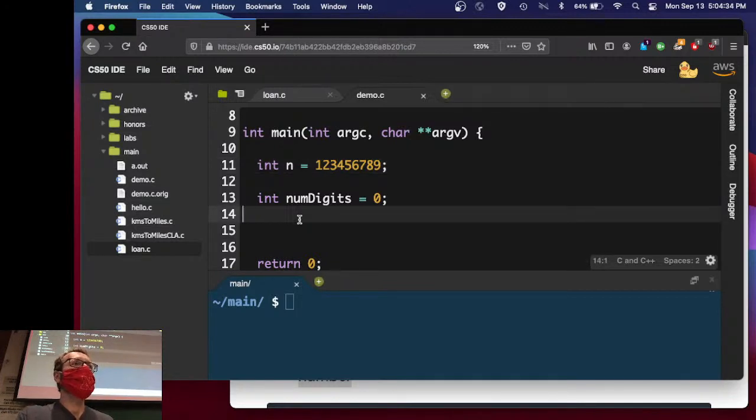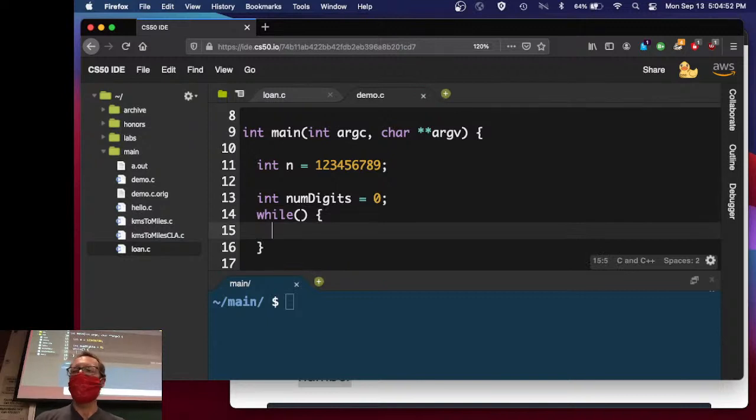So which loop is more natural? Do I know up front how many iterations I'm going to go through? Nope. So a for loop, does that sound natural? For i running from 1 up to n, i plus plus. I don't know n, right? So I'm going to go ahead and do this with a while loop. I'm going to count the number of digits, plus plus.